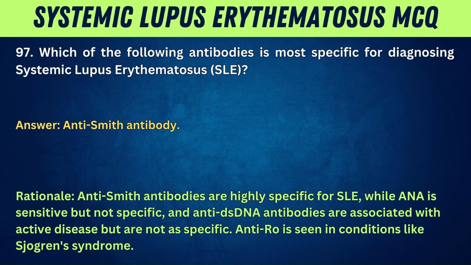Answer: Anti-Smith antibody. Rationale: Anti-Smith antibodies are highly specific for SLE, while ANA is sensitive but not specific, and anti-dsDNA antibodies are associated with active disease but are not as specific. Anti-Rho is seen in conditions like Sjogren syndrome.